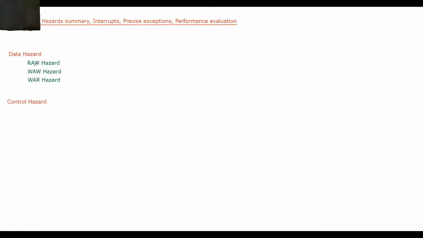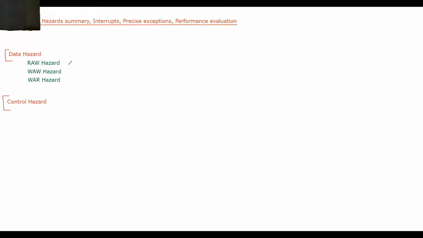Okay. So in pipeline, we discussed the hazards. One was a data hazard, another a control hazard, and the third kind was a structural hazard. We know structural hazard is when two or more instructions are trying to access the same resource. But we won't discuss that kind of hazard here. We will only summarize these two hazards, data hazard and control hazard.